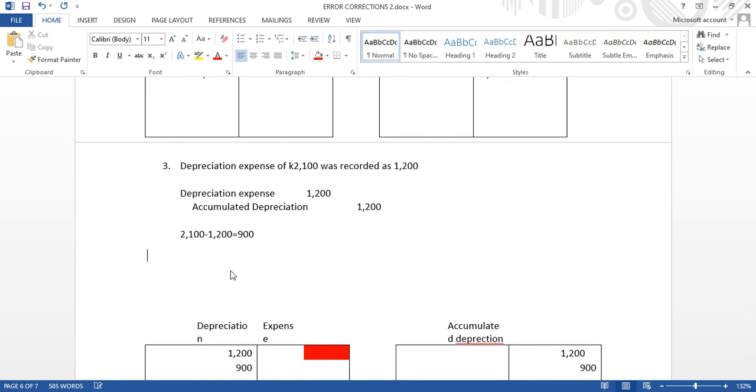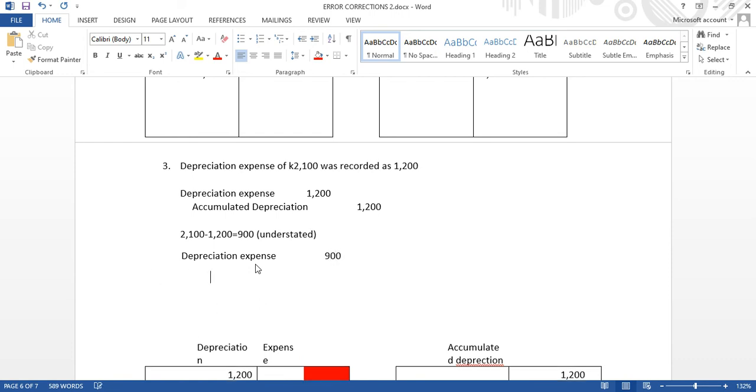So how did we fix this error? This was understated, undercast. So we're going to debit depreciation expense $900, and we're going to credit accumulated depreciation 900.